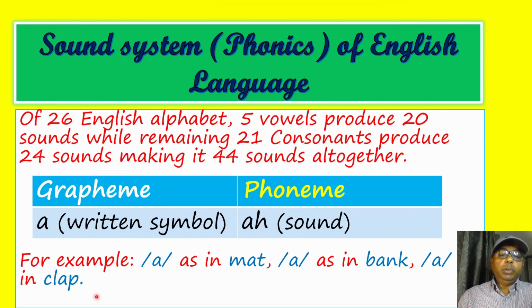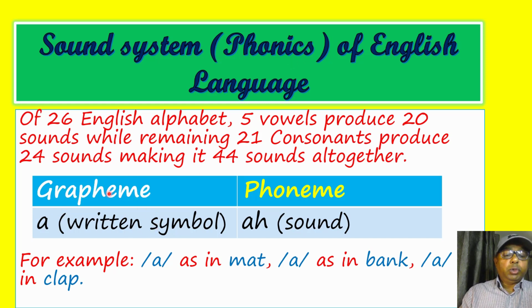Now I'm going to introduce you to the sound system of the English language, which is phonics. This framework is widely used in the schools of the UK. As you all know, there are 26 English alphabet letters. They can make 44 different sounds, 20 being vowel sounds and 24 being consonant sounds.